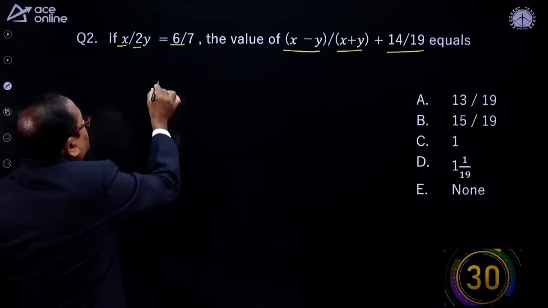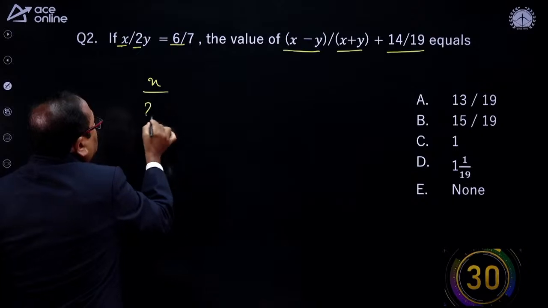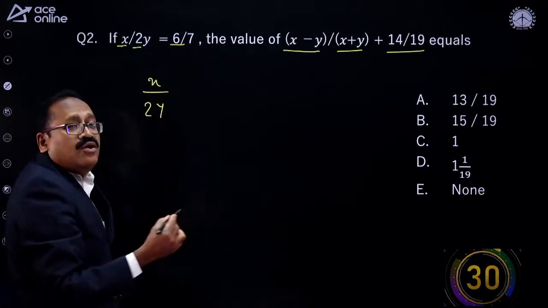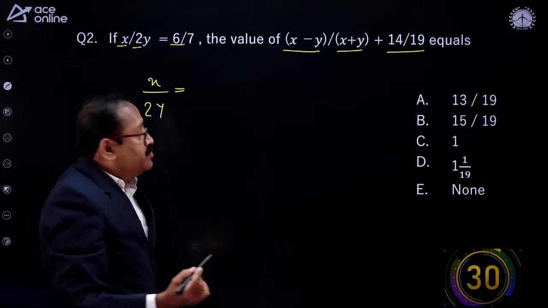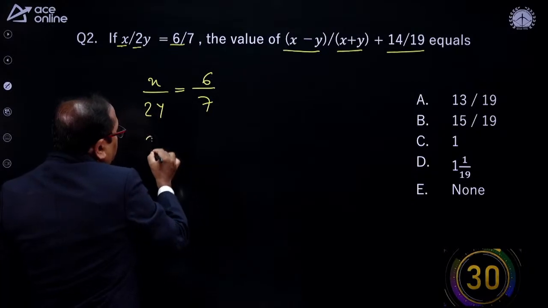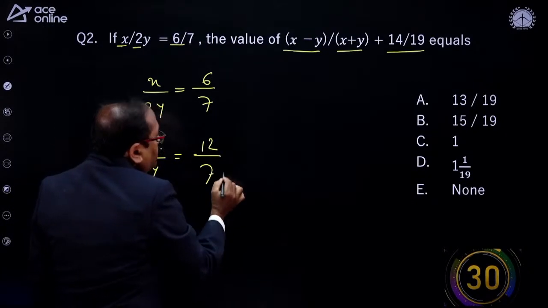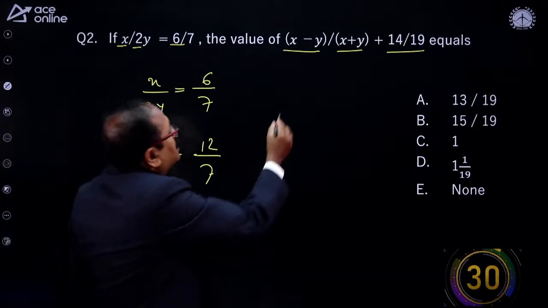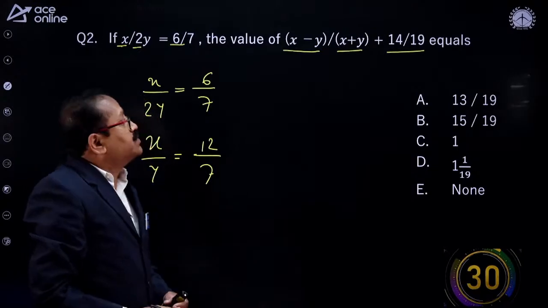If you are comfortable to answer this question, so that is x by 2y. I doubt whether it is 2y or y. Okay, as 2y is printed over here, let's move on with that. Which is equal to 6 by 7. Then what is x by y? So x by y will be 12 by 7. For the rest, you know, because the powers of the variables are the same, I can answer the question here.